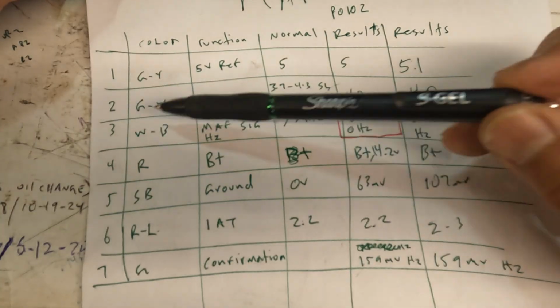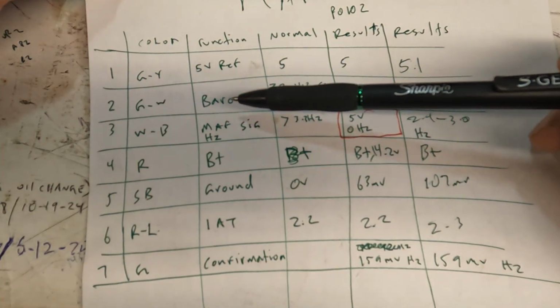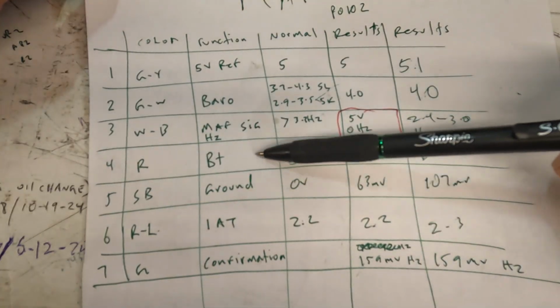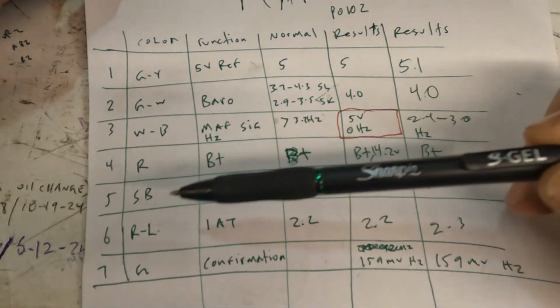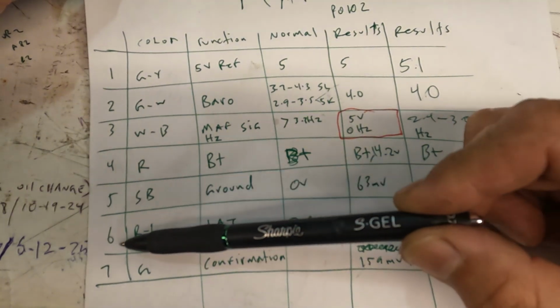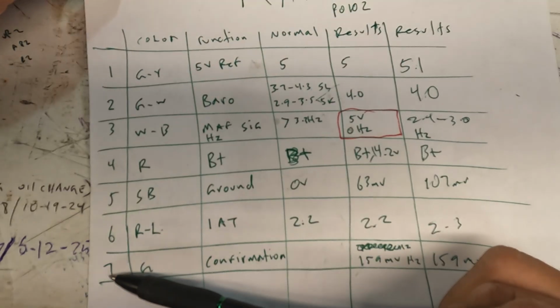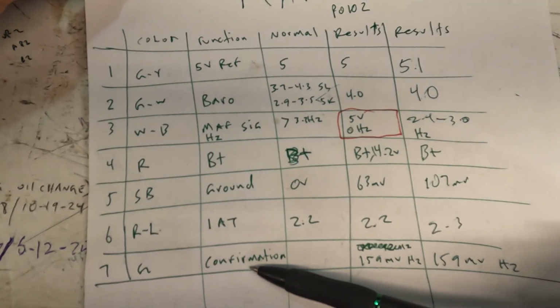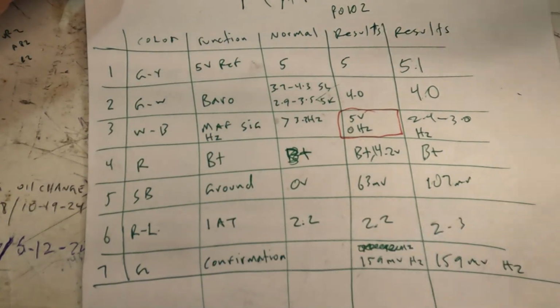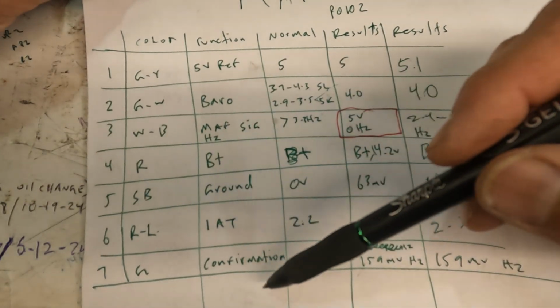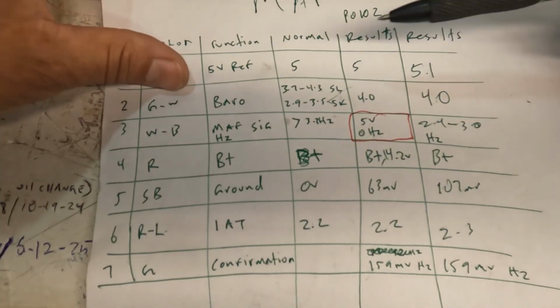Terminal number 2 is the barometric pressure sensor signal. Terminal number 3 is the mass airflow sensor signal. Number 4 is power from the MFI relay. Number 5 is the ground. Number 6 is the intake air temperature thermistor signal. And number 7 is what I pretty much call the confirmation signal, feedback signal going back to the sensor, I believe, from the computer. But we'll talk more about that in another video.